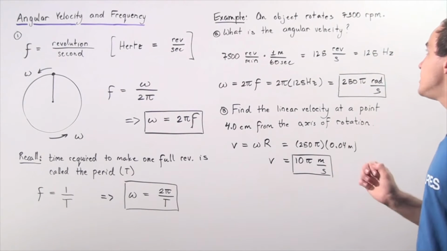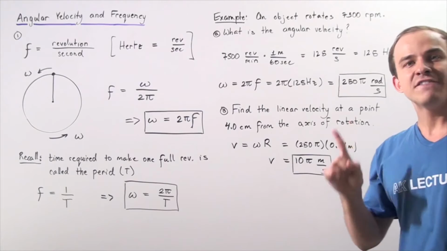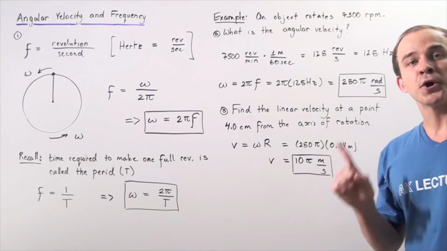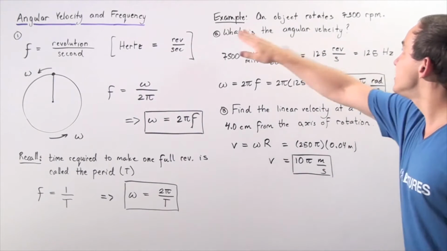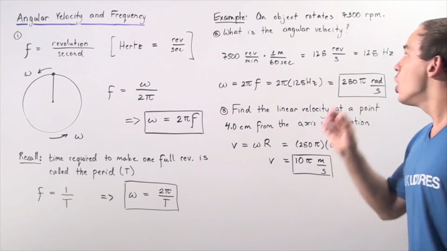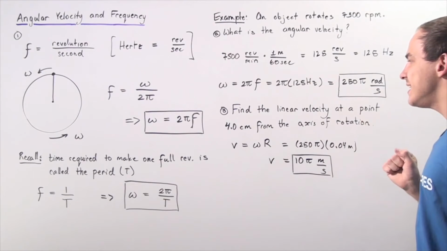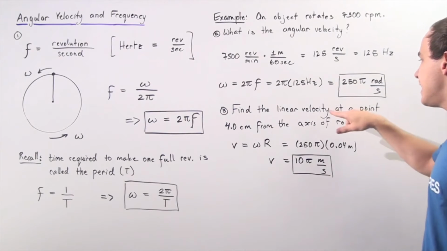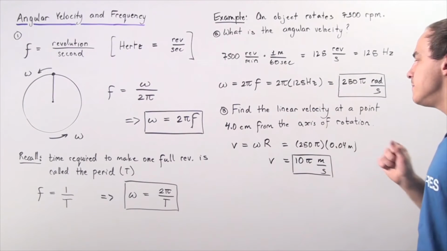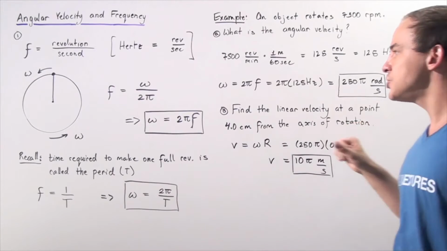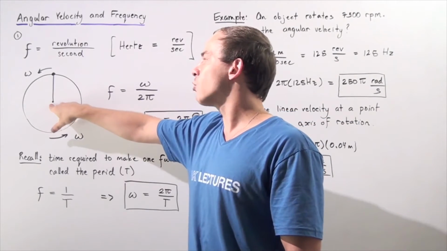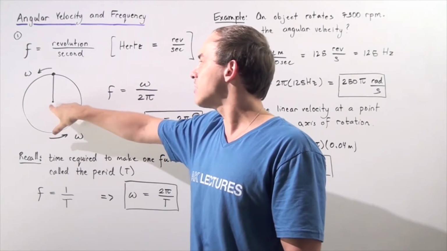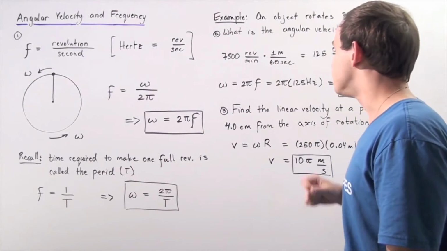An object rotates at 7,500 revolutions per minute. Now, we want to calculate in part A what the angular velocity is, and in part B, we want to find the linear velocity at a point 4 centimeters from the axis of rotation, from the center of our rotating object. So this is our axis of rotation.